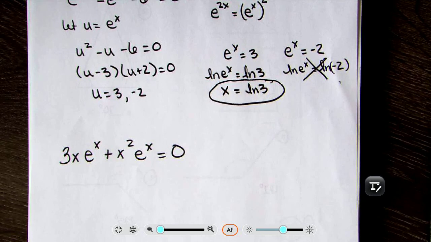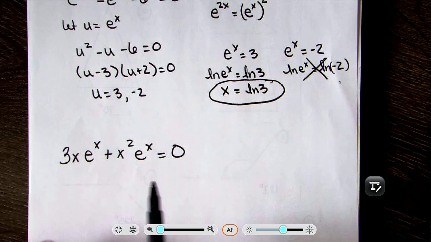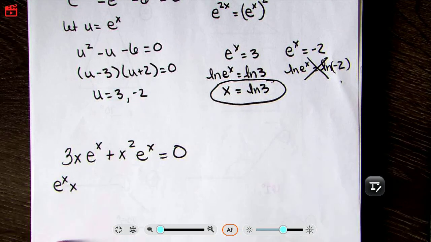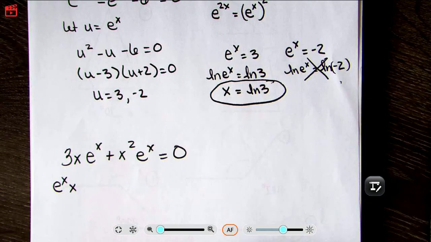Okay, so I have something equal to 0, which means I'm going to see if it'll factor. And there's a lot of stuff that it has in common. There's an e to the x in here that I can pull out. There's an x that's in there that I can pull out. I think that's it.